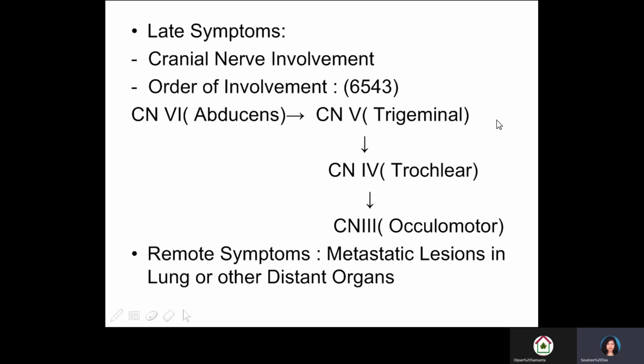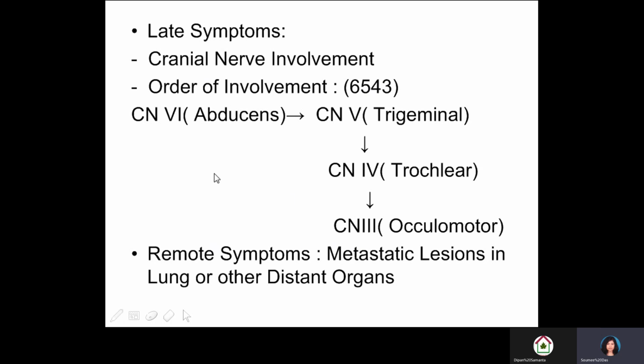Whenever these nerves are involved, like the trigeminal nerve, there would be trigeminal neuralgia and severe pain. Trigeminal neuralgia is considered one of the most painful conditions in the whole of medical science. There is excruciating pain in case of trigeminal neuralgia. Oculomotor, trochlear, abducens, all these would lead to the development of ocular symptoms. That means the vision of the patient will also be affected in the advanced stages. So we should remember this particular order: 6, 5, 4, 3.